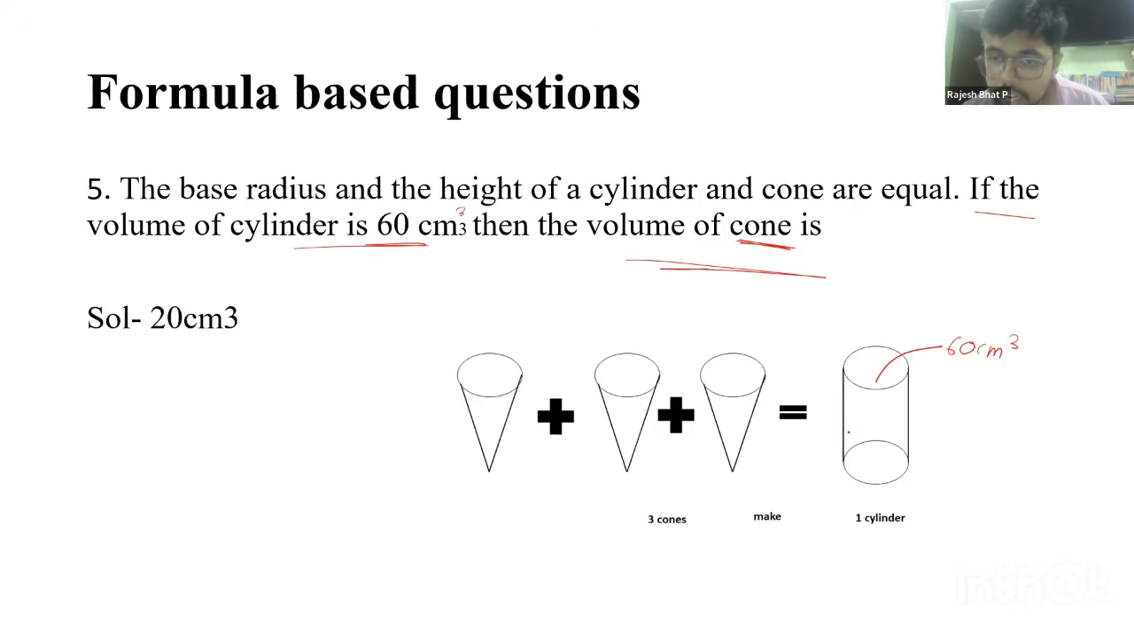What did I say? Inside the cylinder there are 3 cones. So now if this is 60, what will be the individual volume? It will be 20 centimeter cube. So each one will be 20, 20 and 20. Similarly, if they give you the volume of the cone as 3 liters.